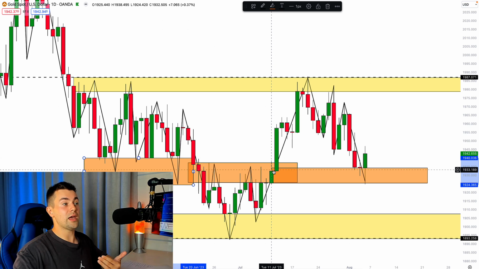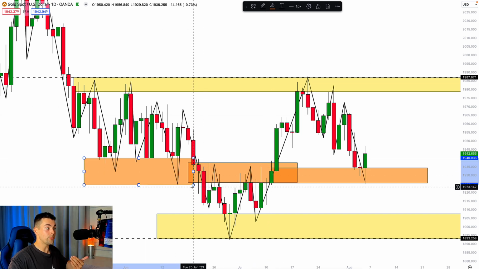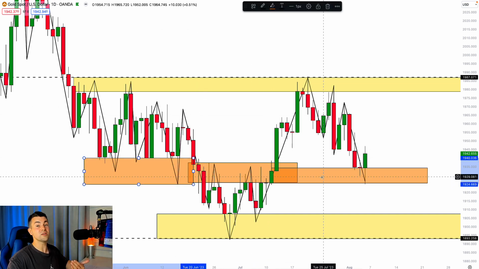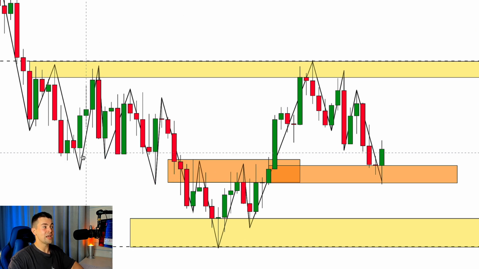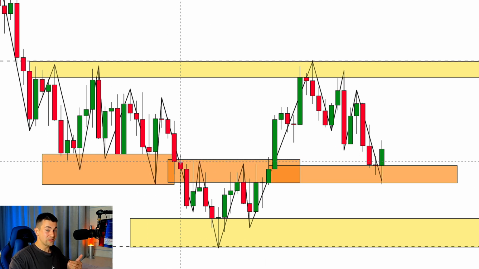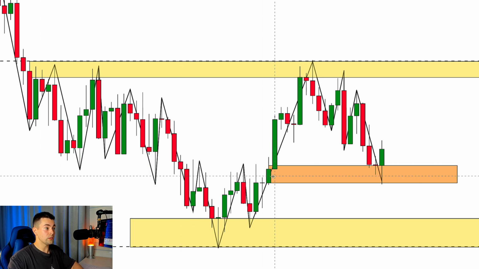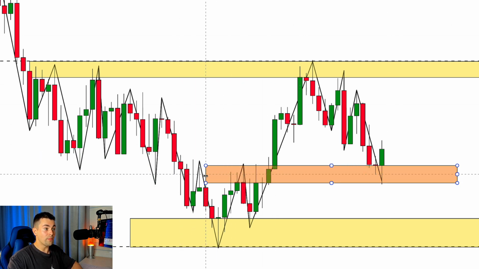Traders, remember that when you draw the key levels, when you draw the supply and demand zones, what matters for you the most is the recent price action. So what was in the past becomes more and more irrelevant, and what matters to you is just the recent price action. Just recently you can see that the market bounced from that area.